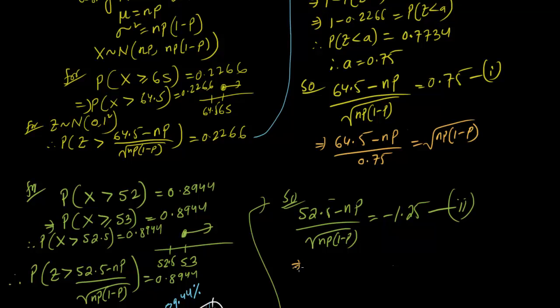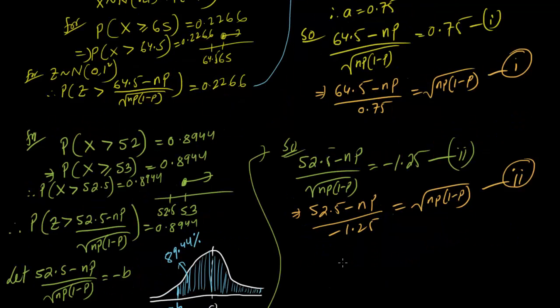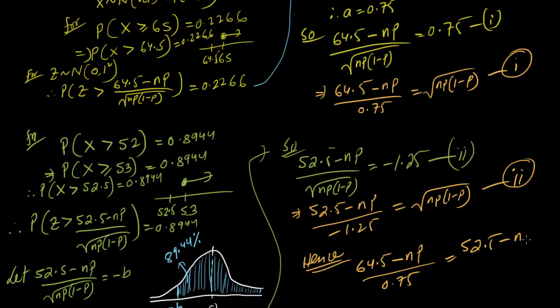And here we can write (52.5 − NP) / (−1.25) = √(NP(1 − P)). So this is 1 and this is 2. Now this √(NP(1 − P)) equals √(NP(1 − P)), so we can equate them. Hence, we can write (64.5 − NP) / 0.75 = (52.5 − NP) / (−1.25).